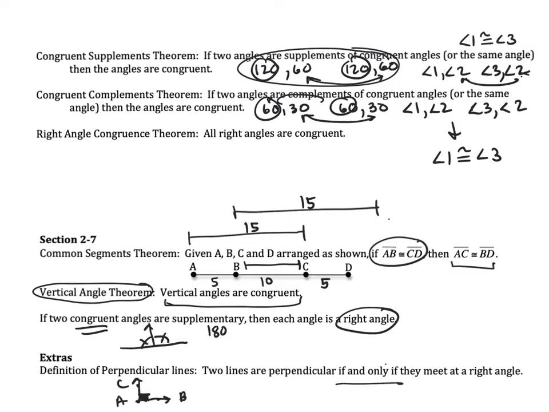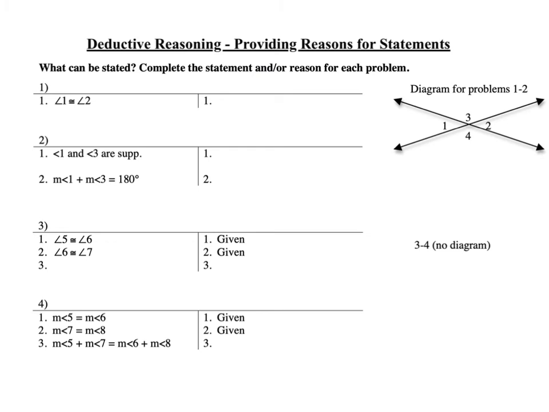Again, it's if and only if. That means it's a biconditional. So I could say if they meet at a right angle, then they're perpendicular. In deductive reasoning, you have to have a reason for everything you state.